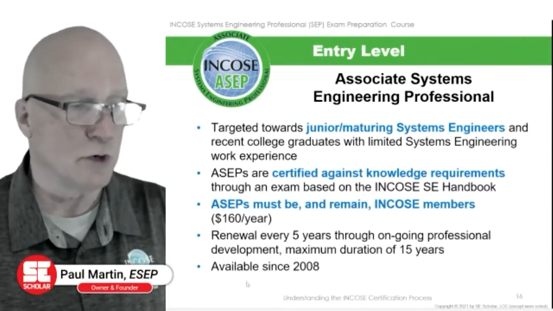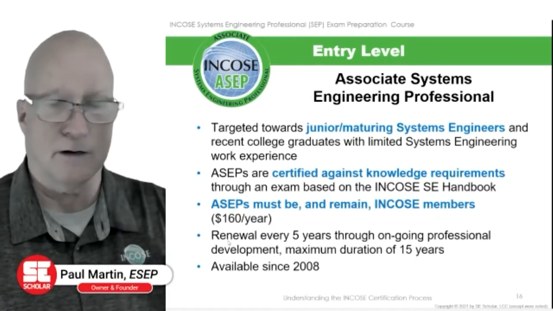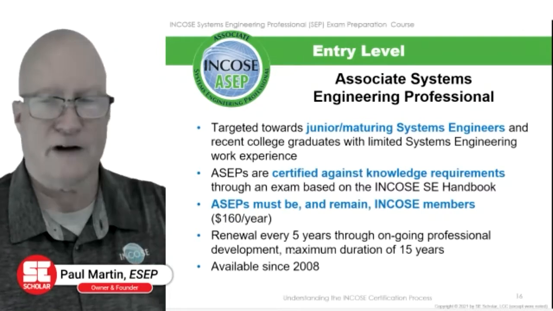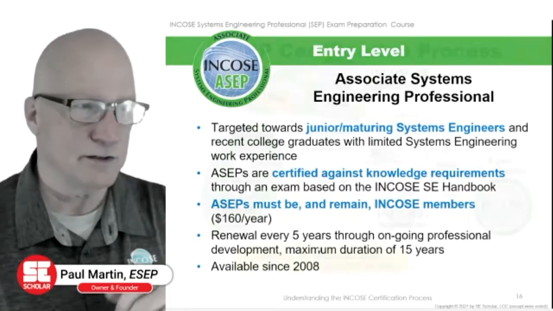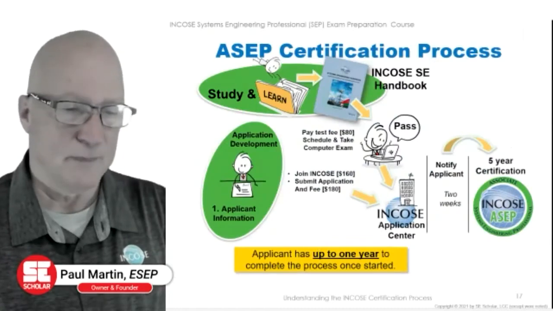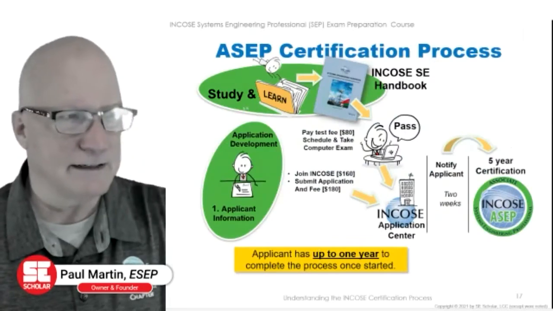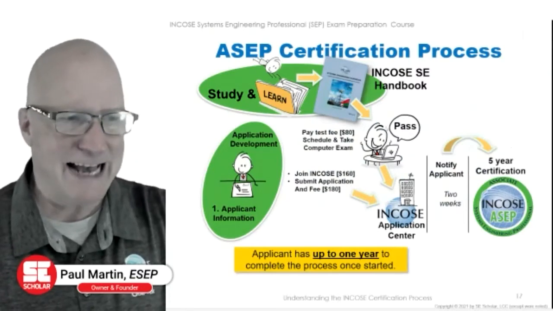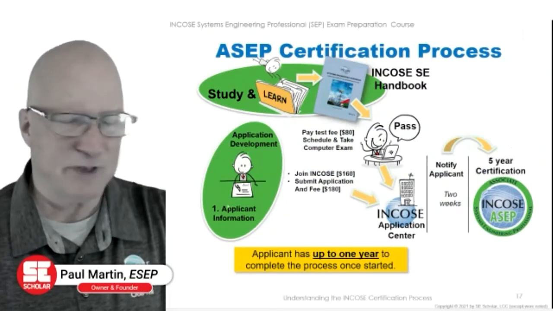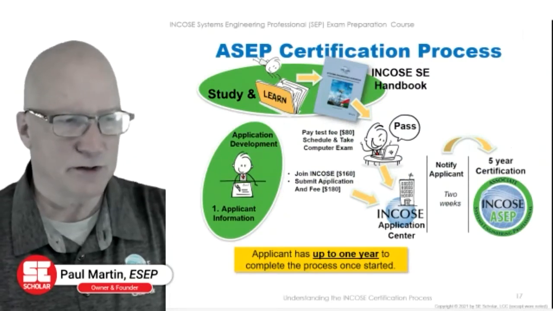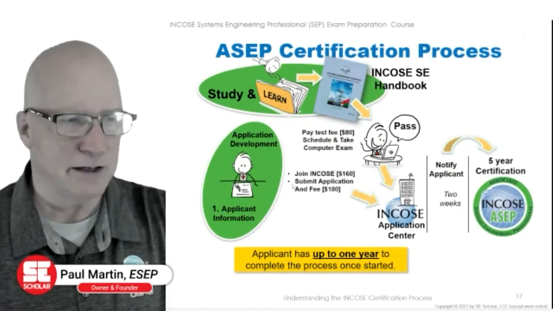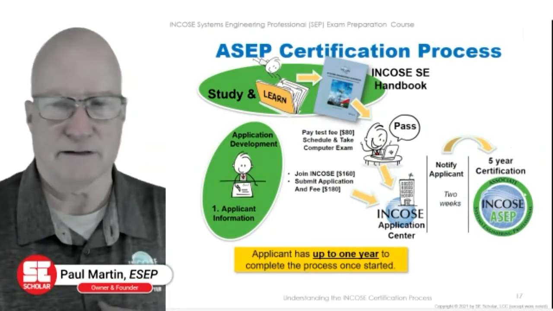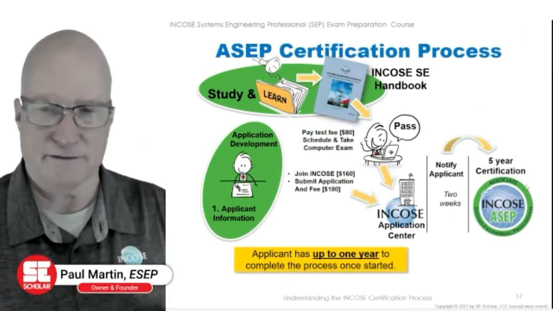What's interesting about this one is you don't have to renew it for 5 years. Basically what they're hoping is that within 4 or 5 years, you'll actually transition to the CSEP. Now, to get the ASEP, it's fairly simple. You study up here, the handbook, take the test, and then you get the application, and then you make sure you join INCOSE, of course, submit your application to INCOSE, and they'll notify you fairly quickly that you have your 5-year certificate.